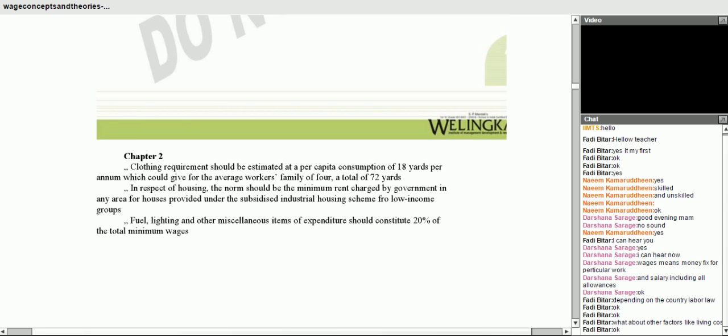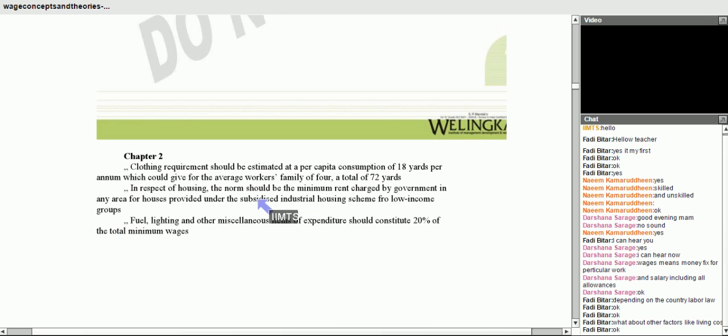No, it's fine. So, clothing requirement should be estimated at a per capita consumption of 18 yards per annum, which would give for the average worker's family of 4 a total of 72 yards. In a year we expect a family to get 72 yards of clothing. How much will that cost? That has to be included.